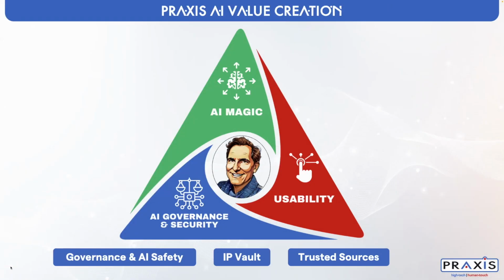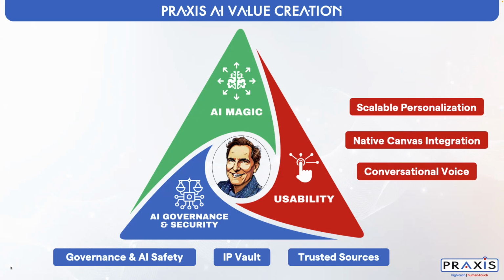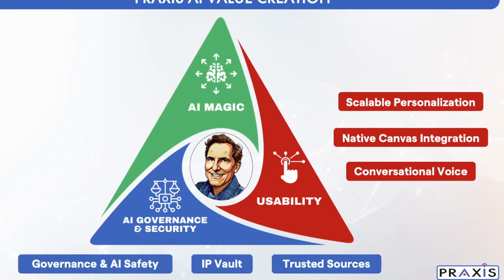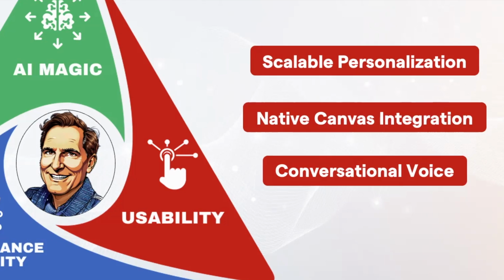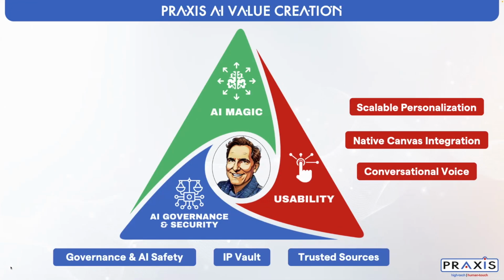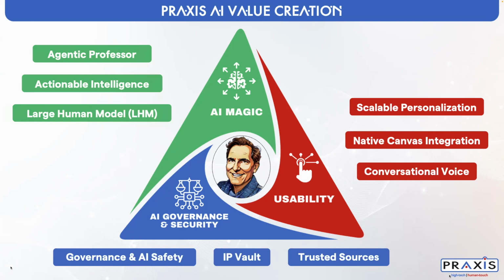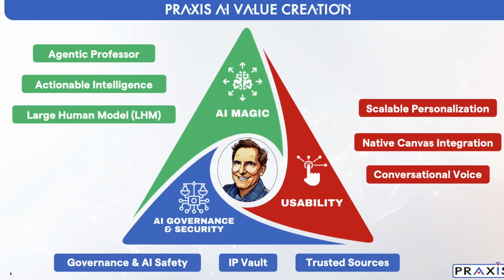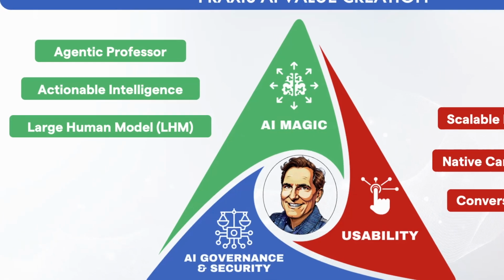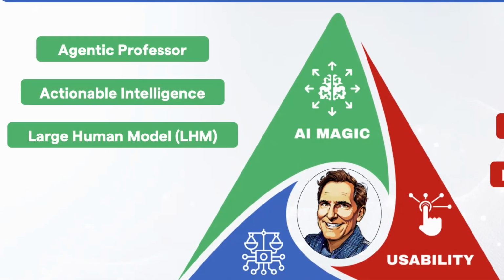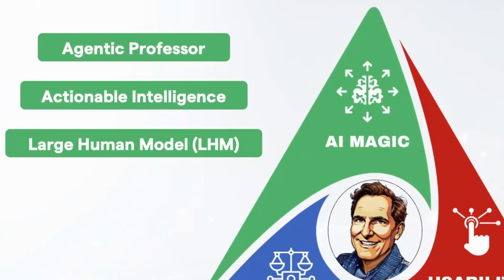Next is usability. That's the layer where the students interact, both with Canvas and the conversational voice feature you're going to see at the end. That's a big surprise. Spoilers. And scalable personalization, creating that connection with the student. And then finally, at the top, all of the usability and governance make the AI magic possible. Things like the agentic professor, assistants, actionable intelligence, getting insights into what the students are struggling with, and the large human model. That's the merging of large language models and human personality and behavior.